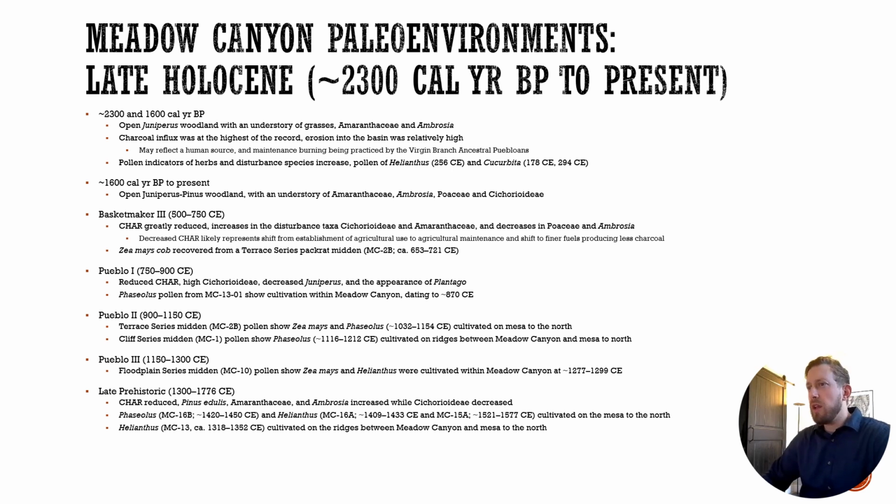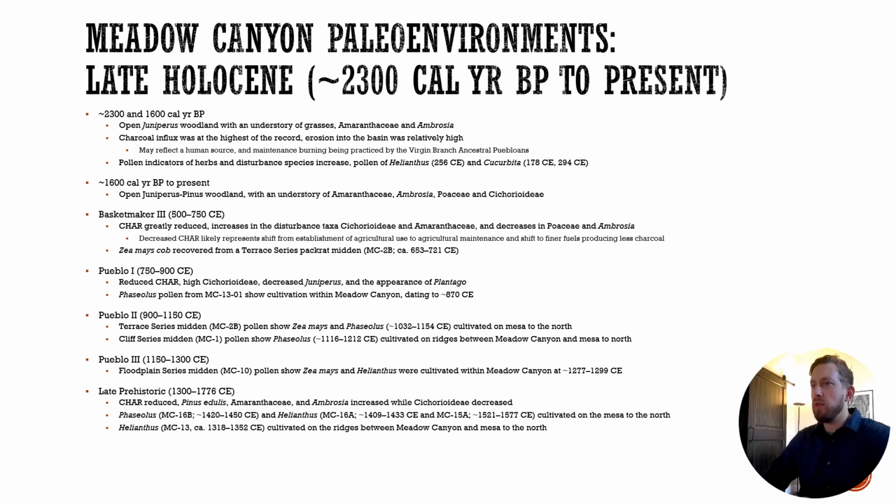At around 1,600 cal-year BP to the present, the site has been characterized by an open juniper-pinyon woodland with an understory of amaranth, ambrosia, grass, and Sarcobatus-Acacia. During Basket Maker 3, char was greatly reduced. There are increases in disturbance taxa and decreases in grass and ambrosia.